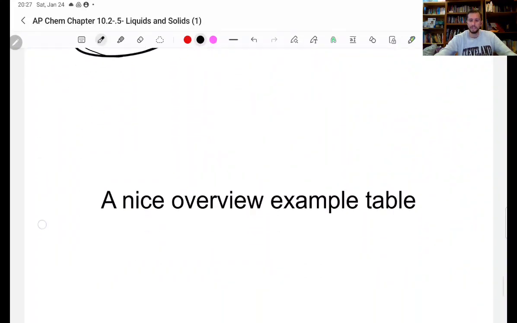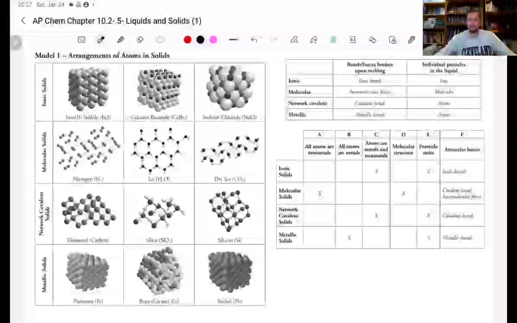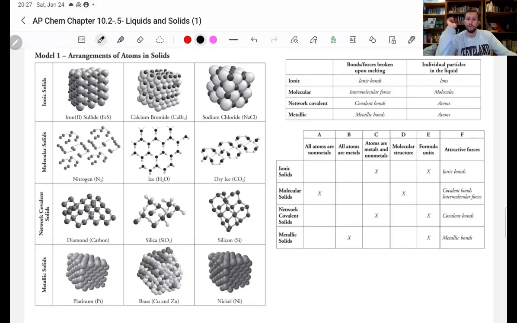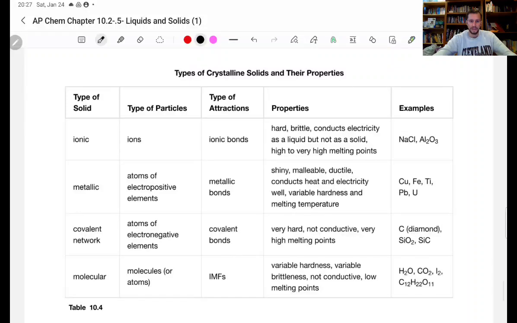So here's a nice overview table of everything we talked about, and these should look familiar because these images, you could pause this and take a long time to look at this, or you could just go back to Unit 2 and look at your types of solids POGO from Unit 2, because that's where these images come from. So as you can see, this is a review of everything we've already covered, and so you can go ahead and look at this and these images.